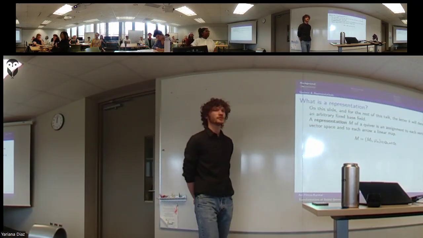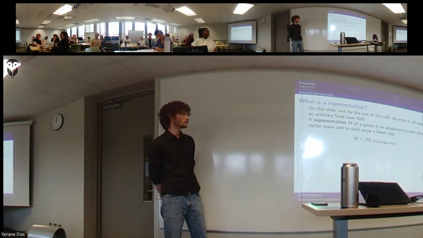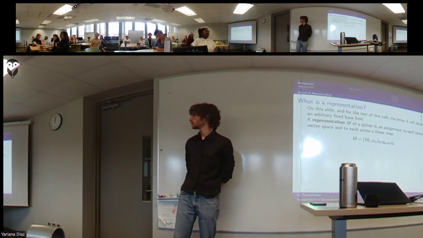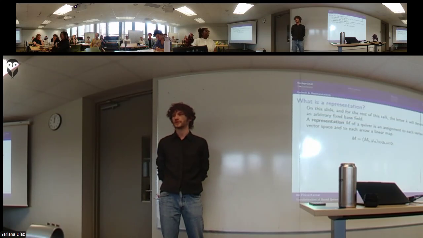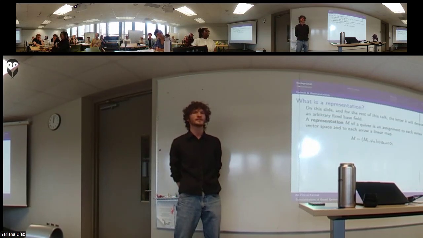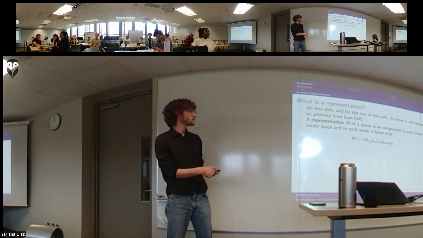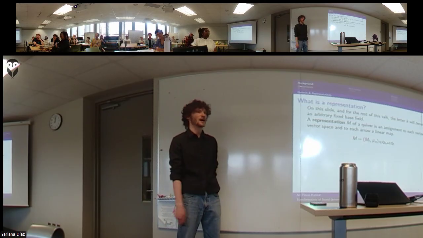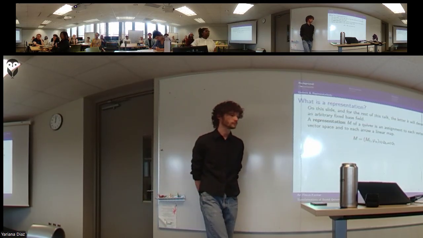So a representation, which we'll usually denote M, of a quiver, is an assignment to each vertex of a vector space, and to each arrow, a linear map between the corresponding vector spaces at the head and tail of that arrow. And again, we're going to write this as an ordered pair where these M_i denote the vector spaces at each vertex, and these phi_alpha denote the linear maps at each arrow.